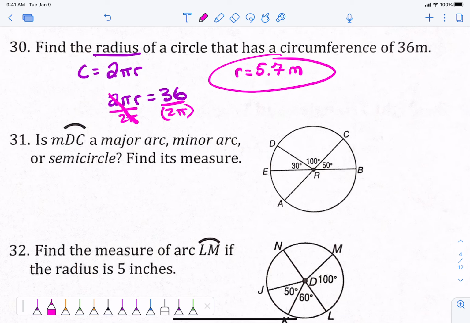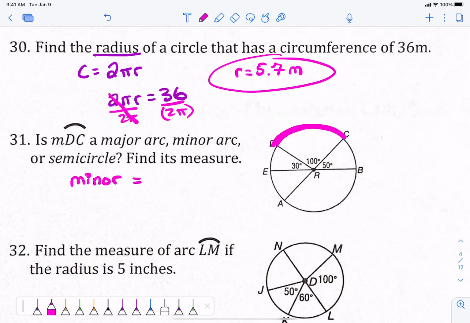What is the measure of arc DC? What does this little symbol mean? That means measure of the arc. Is it a major, minor, or semicircle? It's a minor, because it's less than half a circle.